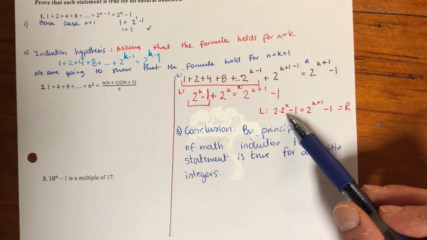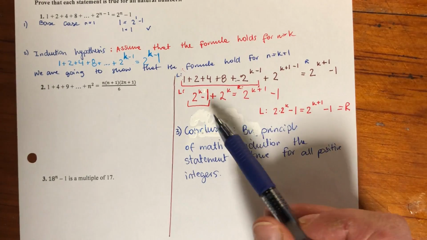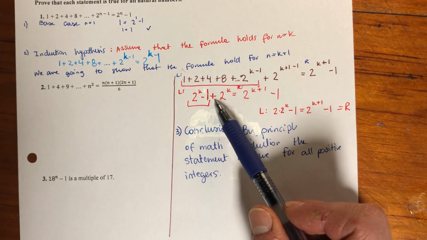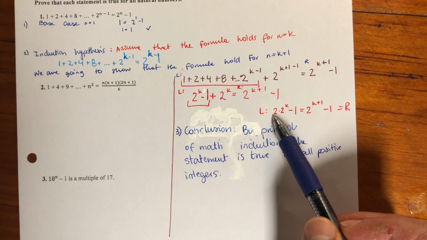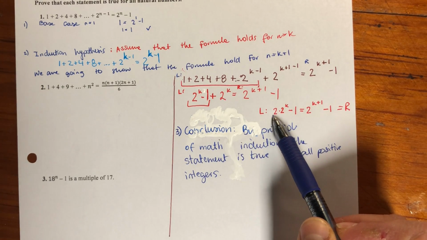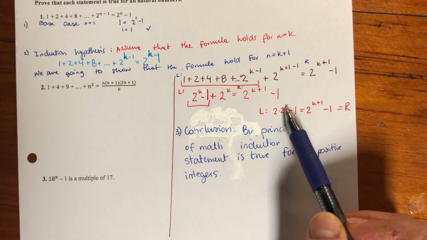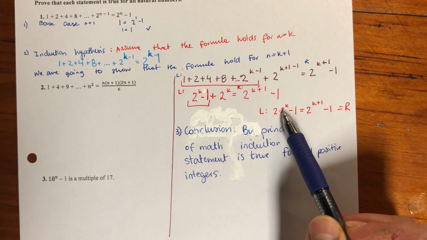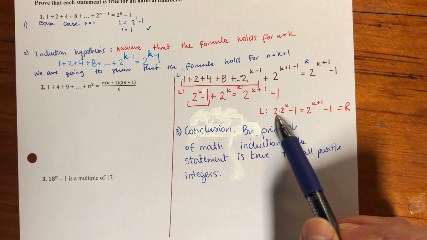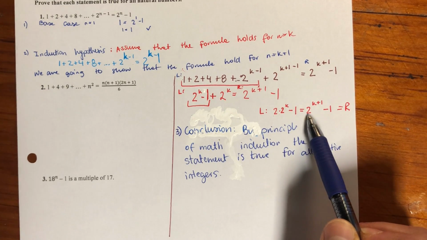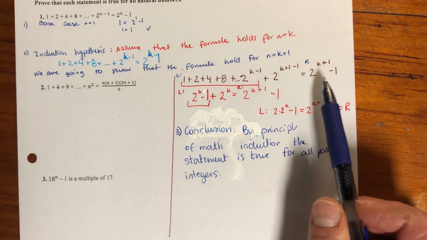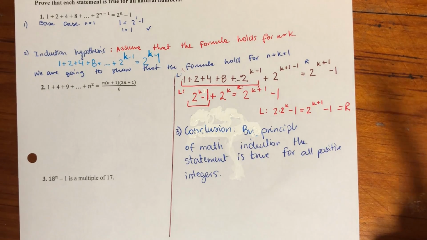In this case, the only thing we did is, because I have 2 to the power of k plus 2 to the power of k, you can write this as 2 times 2 to the power of k. And then what happens after is, using properties of exponents, this can be written as 2 to the power of k plus 1, and then this is equivalent to the right hand side.